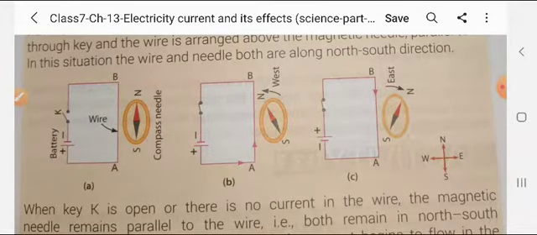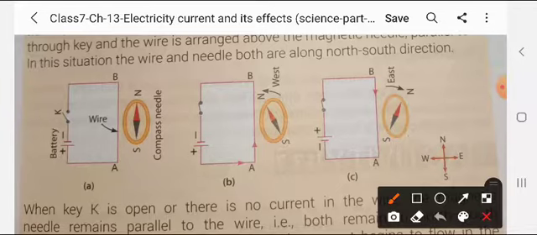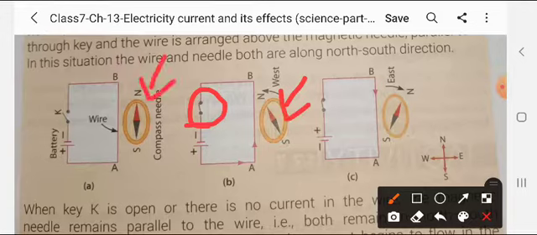But as soon as the key is on, you can see in the second figure, the switch is on, which means the circuit is complete. As the circuit is complete, you can see the needle has been deflected. It is no more in its earlier position. And the more electric current you pass, the more deflection there is of the magnetic needle, due to the magnetic effect of the electric current.